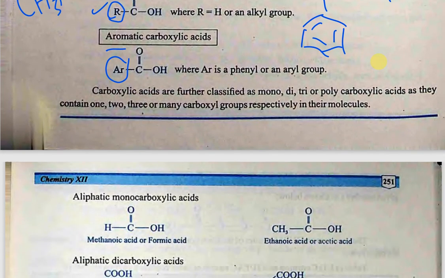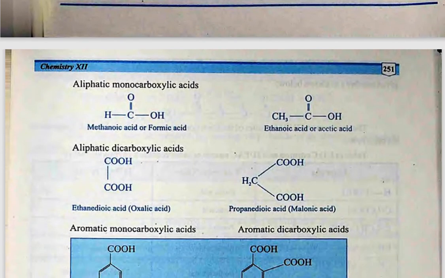So carboxylic acids are further classified as monocarboxylic acids, di, tri and polycarboxylic acids. Very simple. If there is one carboxylic group, these are called monocarboxylic acids, and if there are two, three or more than that, these are called di, tri or polycarboxylic acids. Actually, let's start with the examples.